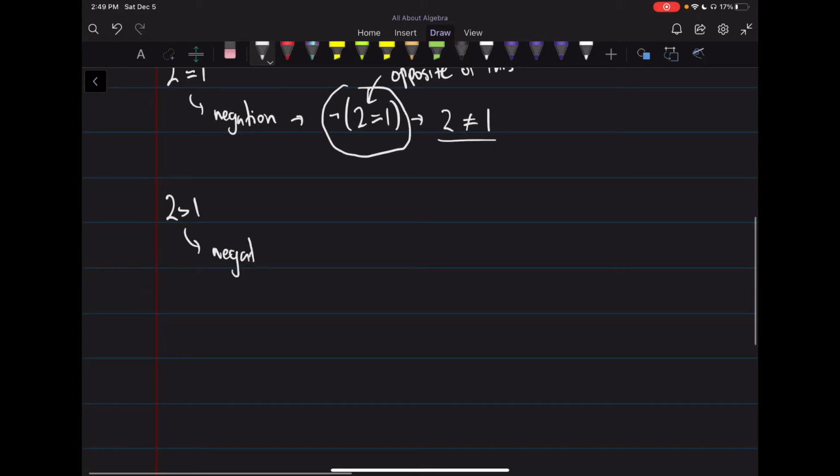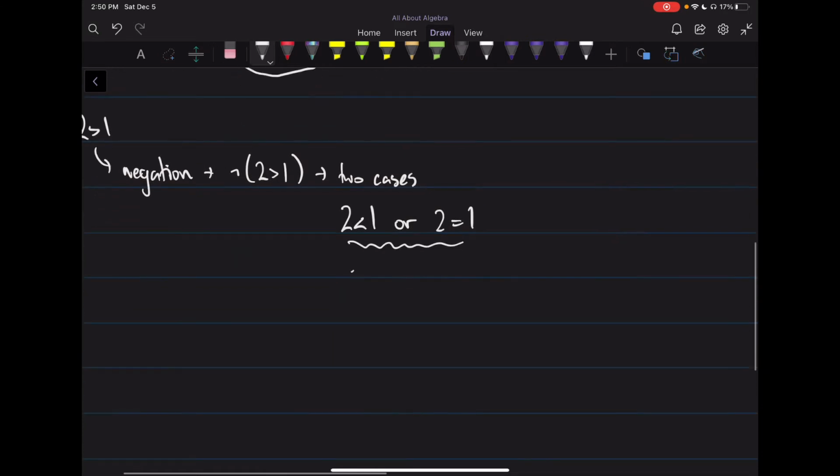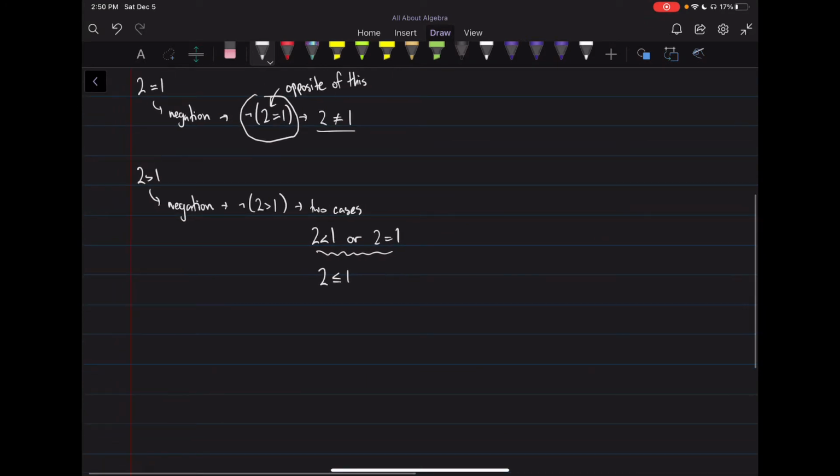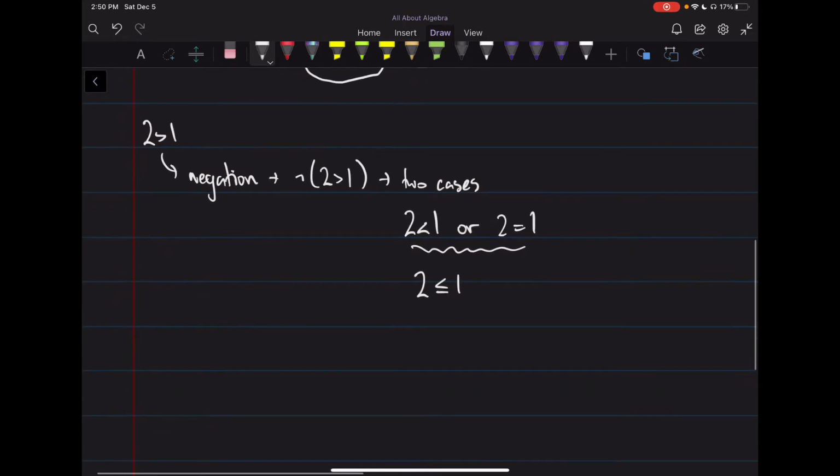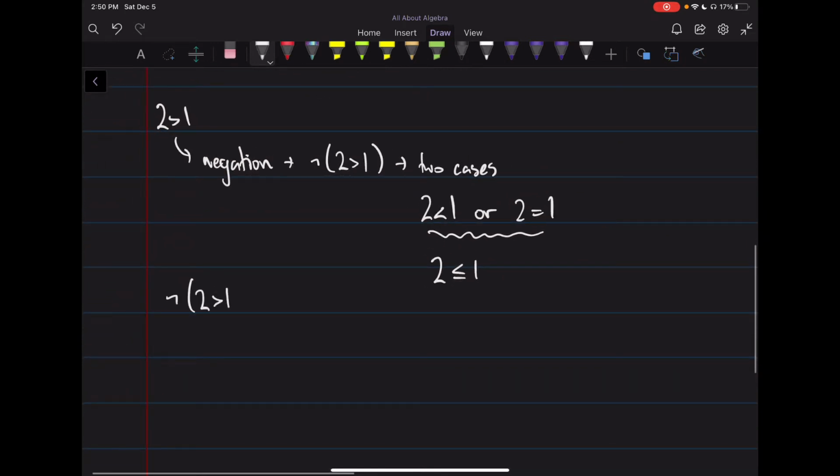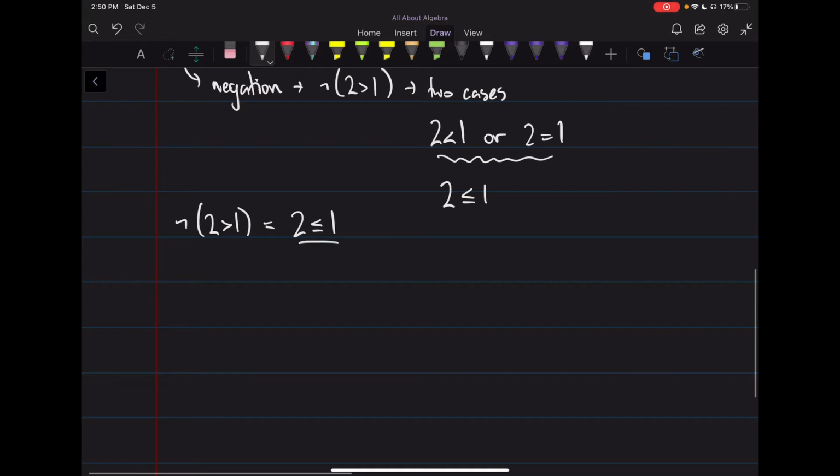And now if I'm trying to say the opposite of 2 is greater than 1, so the negation of this. Well, what's the negation if something is not greater than another number? If one number is not greater than another number, then there are two cases, right? Either 2 is less than 1 or 2 is equal to 1. And how could we represent this? We can represent this as 2 is less than or equal to 1, right? And using this notation, we know that the negation of 2 is greater than 1 is equal to 2 is less than or equal to 1. And now similarly, the negation of this would give you this statement, right?